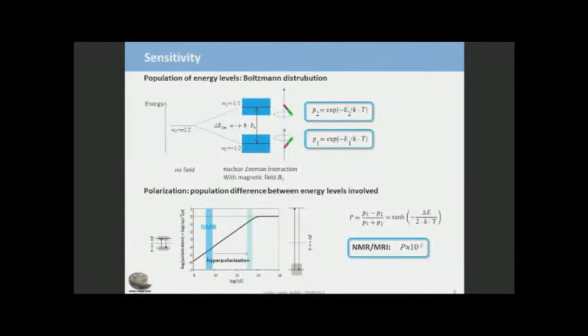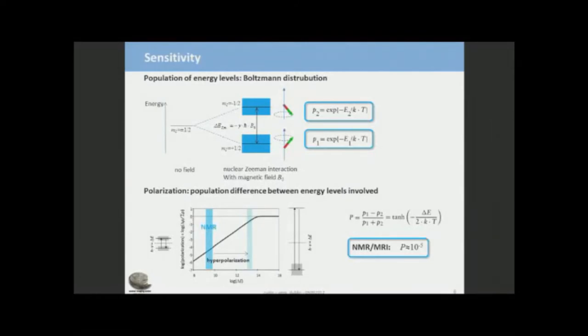Now, the problem with MR which you have is the energy separation between these two states is actually quite low. If we assume a Boltzmann distribution between these two states, then we come to a difference in populations, which is also related to the polarization, which is of the order of 10 ppm. So actually we see about 10 to the minus 5 of what we could potentially see.